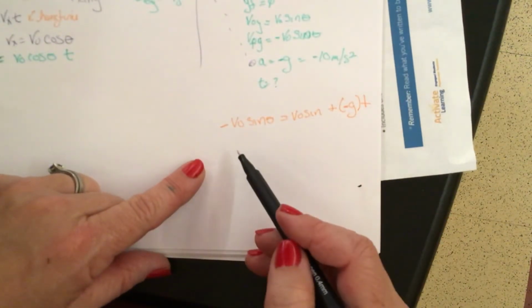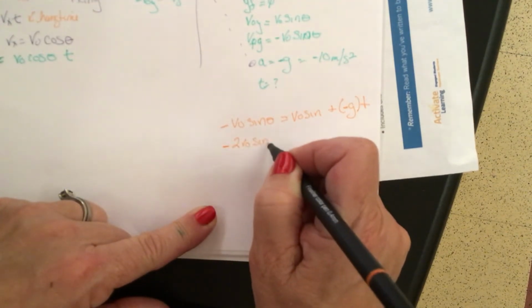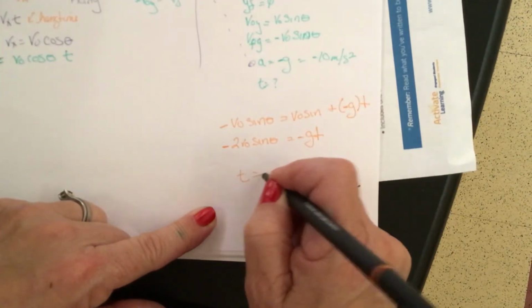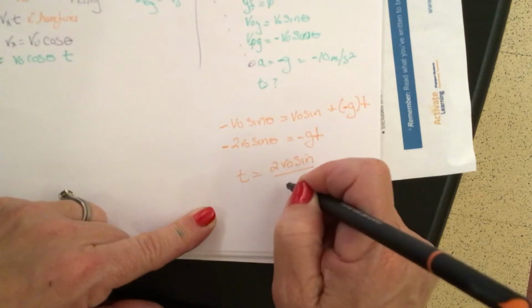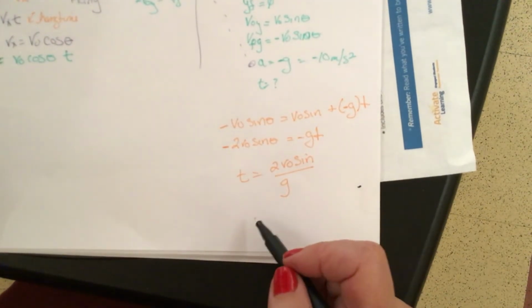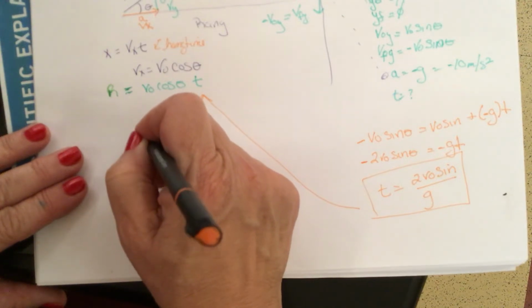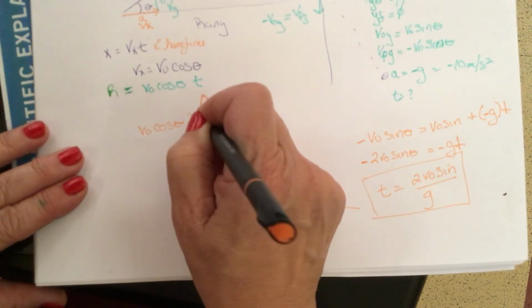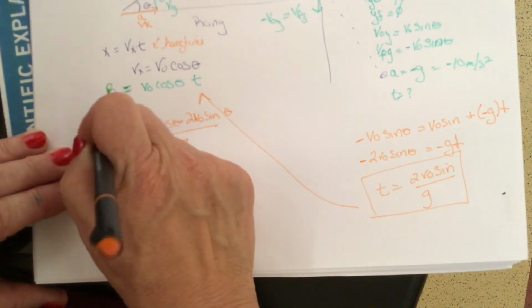All right, so let's move both of these to the other side. So that's negative 2 v naught sine theta equals negative gt. So then t equals 2 v naught sine theta over g, because the negatives cancel. All right, so let's take this and substitute it back into our equation. So we come back up here and we substitute in, and we have v naught cosine theta times 2 v naught sine theta over g, and that's equal to our range.